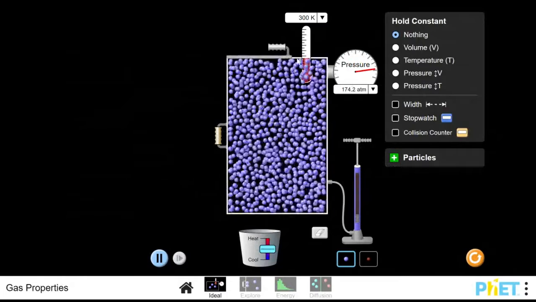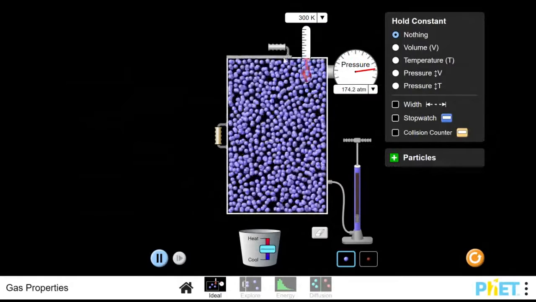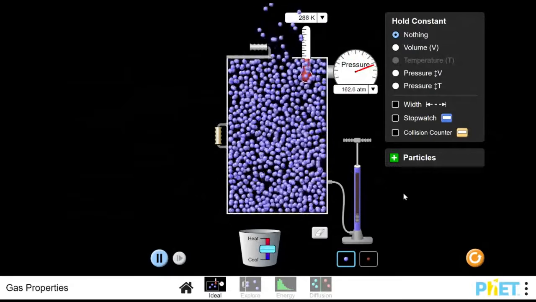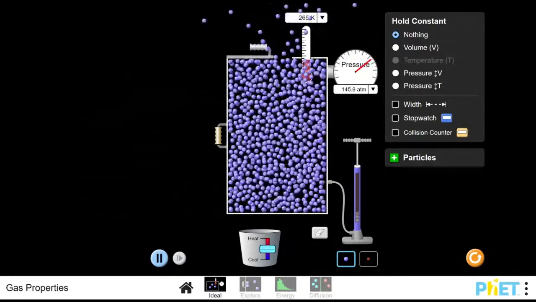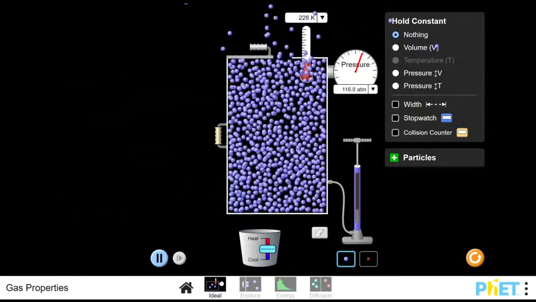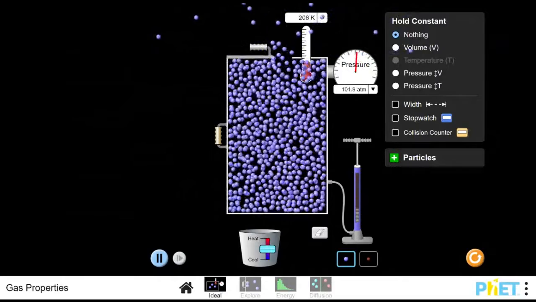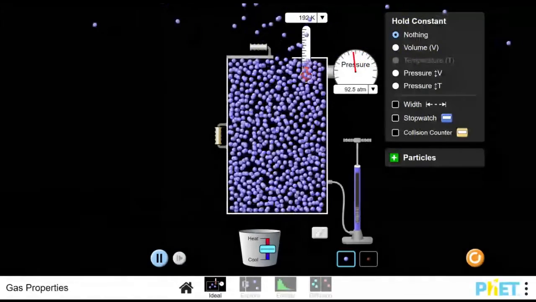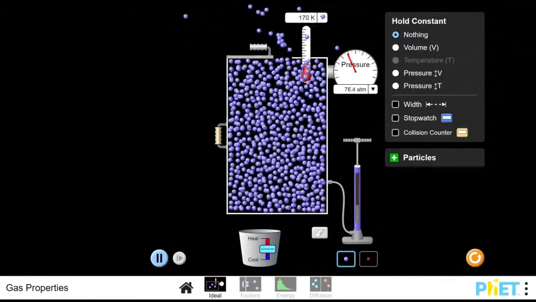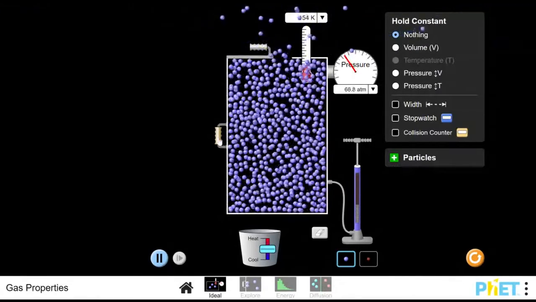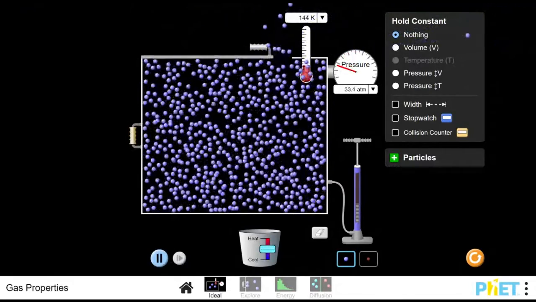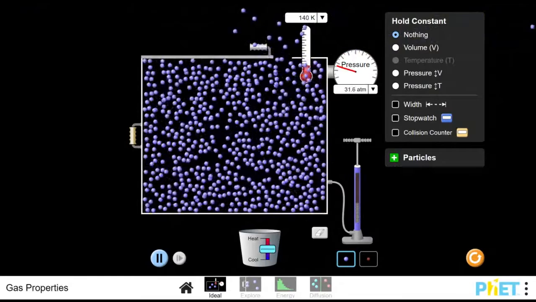With this simulation, if I decrease the volume enough, the pressure inside will increase to the point that it will actually blow the chamber open. But instead of doing that, let me open the chamber and let the air out. Look what happens as I let the air out. No surprise, I've got fewer air molecules in my container, and as the particles get fewer and fewer, the pressure decreases. Now let me also increase the volume at the same time. It's definitely going down now.